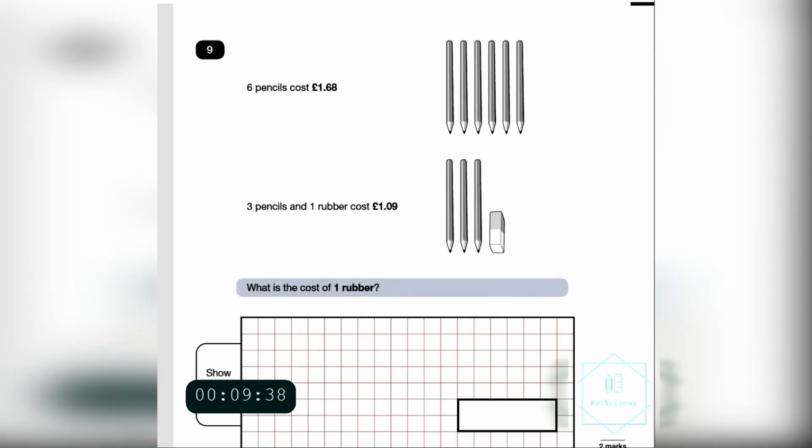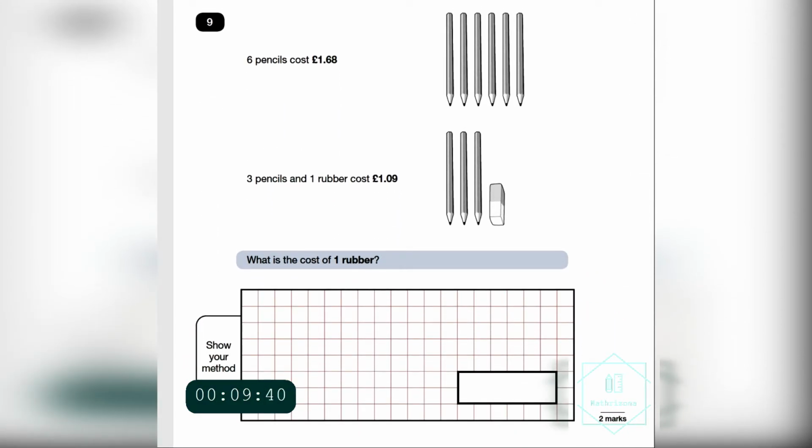Okay, next question. This is an interesting question. 6 pencils cost 1.68 pounds and 3 pencils and 1 rubber cost this much. So what is the cost of 1 rubber? To work this out, first we have to work out the cost of 6 pencils. So 6 pencils cost 168. So let's first convert into pence.